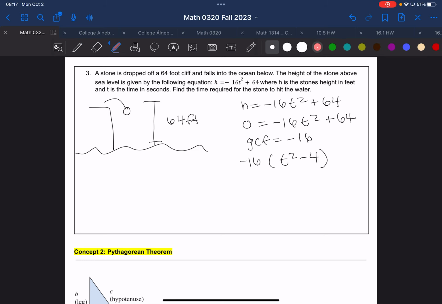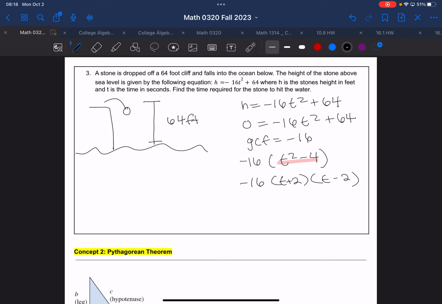What does this t squared minus 4 remind you of? What type of factoring? Perfect square. So since this looks like a perfect square, we know that the factors of t squared minus 4 is going to be what? Remember, it's going to be 2 parentheses. Good. T plus 2 and t minus 2. Because we know that the square root of 4 is 2.